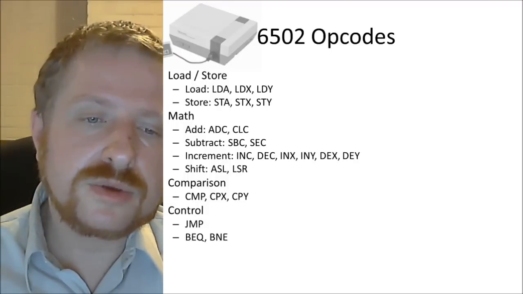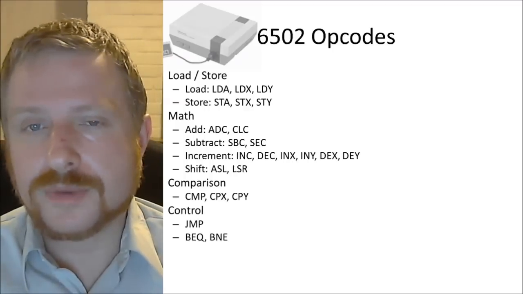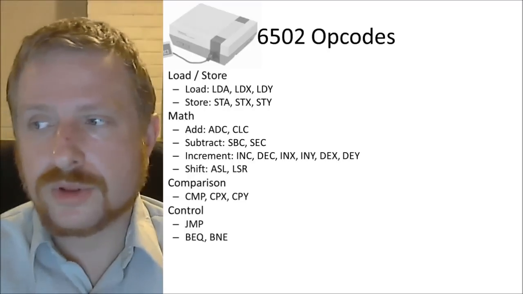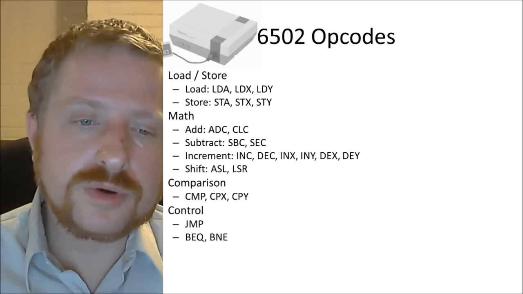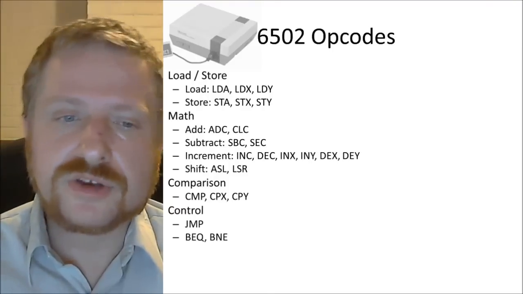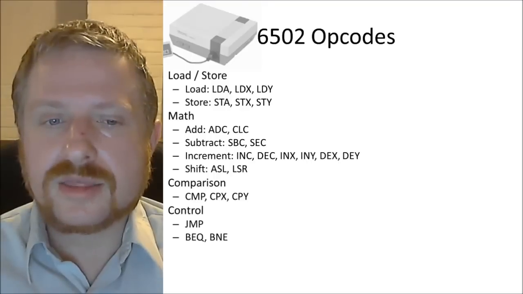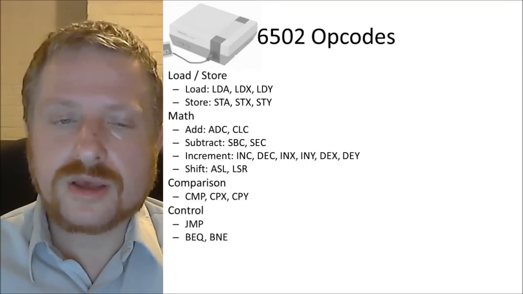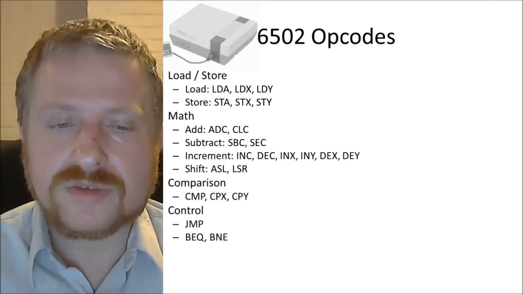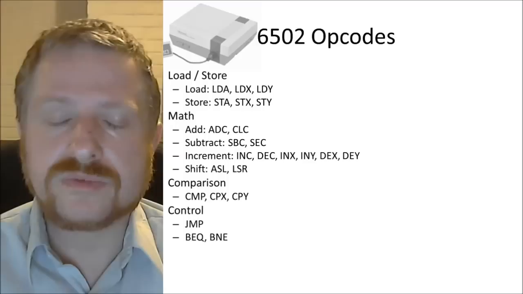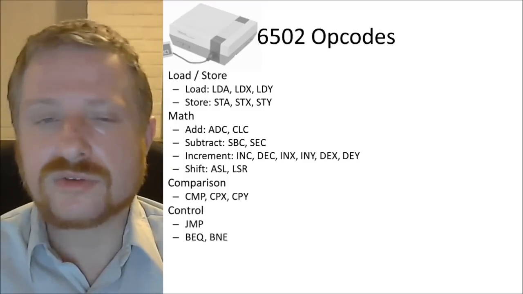Then finally, you have your control opcodes, and I mentioned previously the labels. Jump will jump to a label in your program. Then you also have BEQ, which means branch on equivalence. So if you do a compare operation and that value is equal to the value that you compared it to, then this will jump to another position of the supplied label that you gave to the BEQ command. And then you have BNE, which means branch not equivalent, which does the same thing only if the two values are not equivalent.